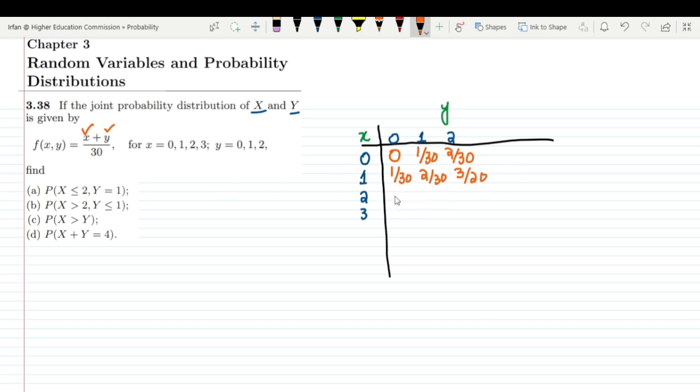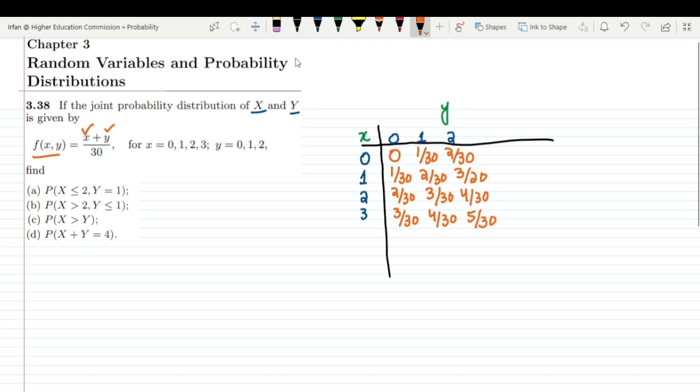Okay, similarly here we will have 2 by 30, 3 by 30, and here we will have 4 by 30 for x equal to 2, and for x equal to 3 we will have 3 by 30, 4 by 30. And here we will have 5 by 30. So these are the different values of the formula f(x, y) for all the values of x and y.